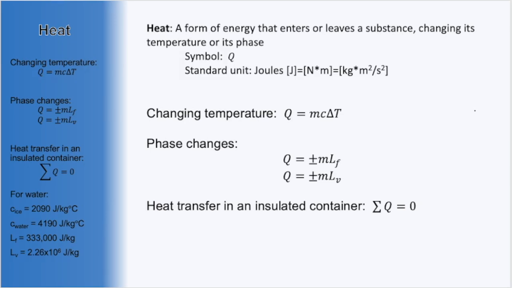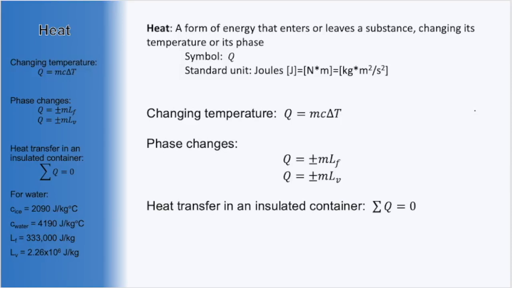There are a few different equations for heat depending on whether the substance is changing temperature or undergoing a phase change. The heat required for a change in temperature is given by the mass of the substance times the specific heat times the change in temperature. Meanwhile, the heat required for a phase change is the mass of that substance times its latent heat. If the substance is changing phases between solid and liquid, we use the latent heat of fusion. Then if the substance is changing between liquid and gas, we use the latent heat of vaporization.